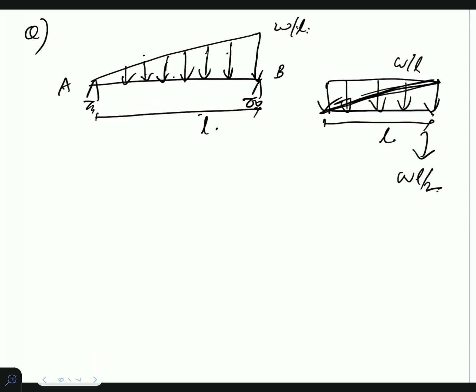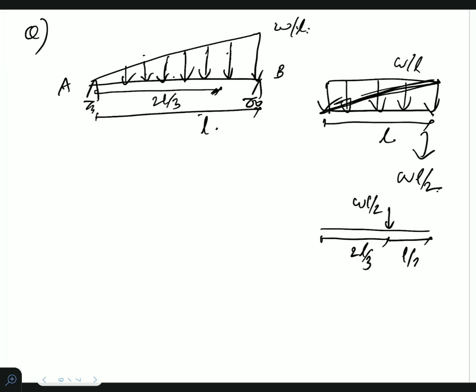So that will be WL by 2. In both ways you can calculate the total load as WL by 2. So we will have a total load of WL by 2 acting at the centroid. The centroid of this triangle will lie at a distance of 2L by 3 from this end. So 2L by 3 here, with a value of WL by 2, and here this distance will be L by 3.